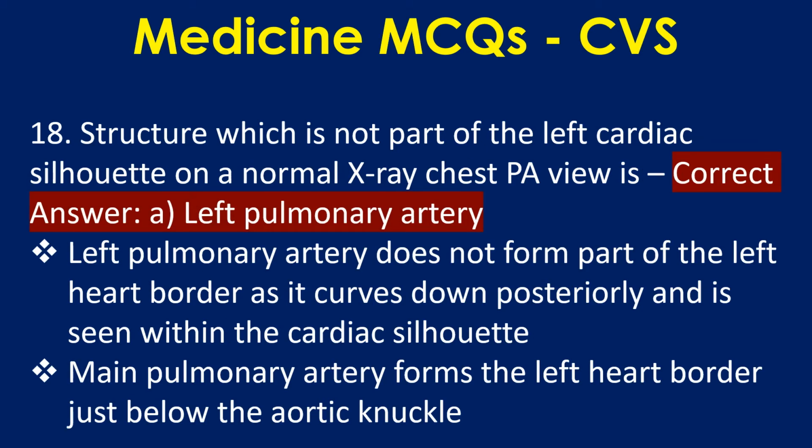Left pulmonary artery does not form part of the left heart border as it curves down posteriorly and is seen within the cardiac silhouette. Main pulmonary artery forms the left heart border just below the aortic knuckle.